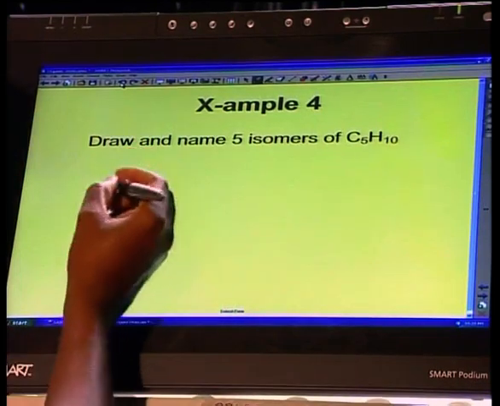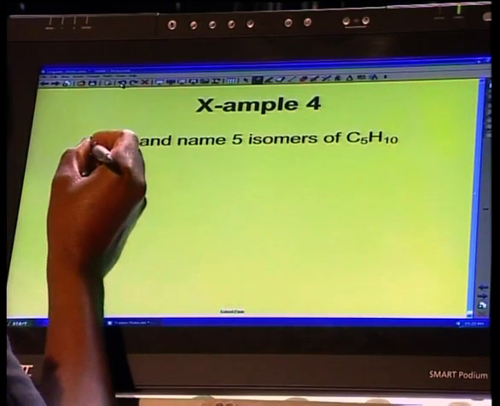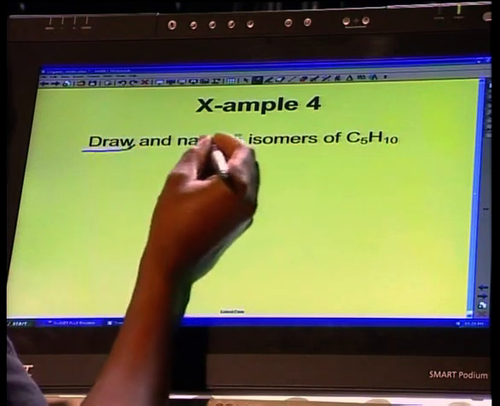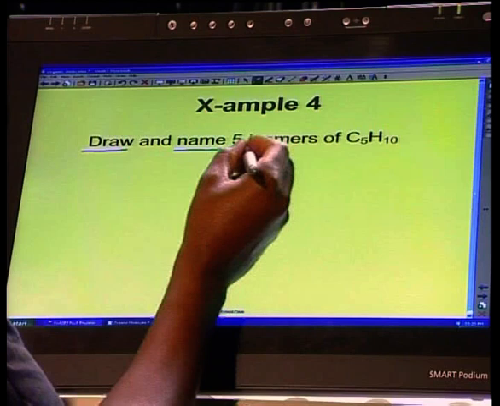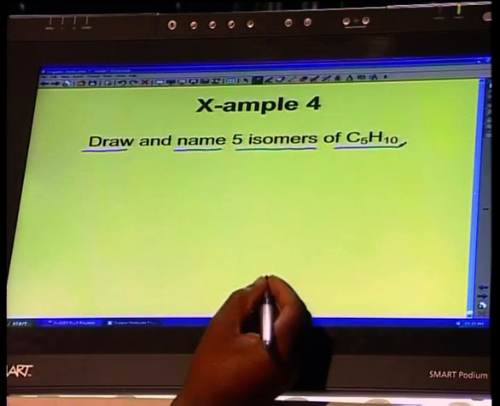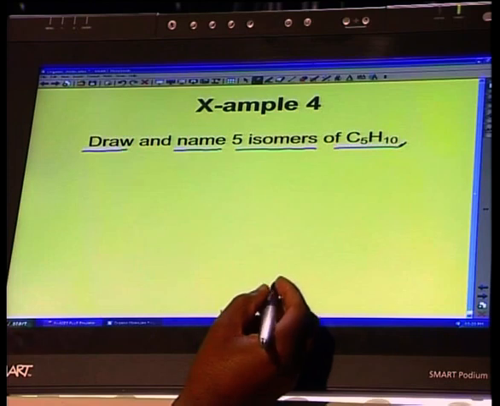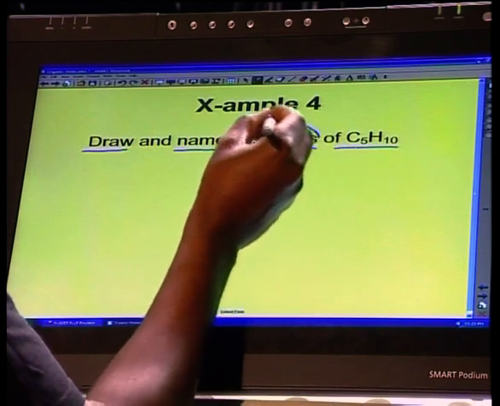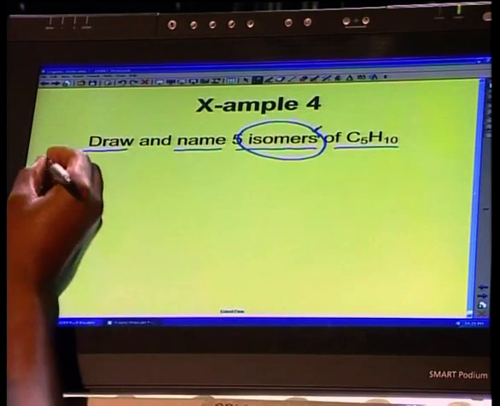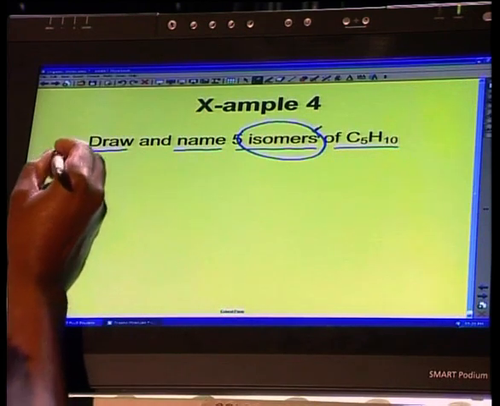Right, let's move on to example 4. And example 4 is going to introduce to us something called isomerism in organic chemistry. So we'll be talking about isomers. And listen carefully because I'm going to define that term now. Right, so what we're required to do is to draw and name 5 isomers of C5H10. What is an isomer? Perhaps that is where to start. Let's start by defining that.